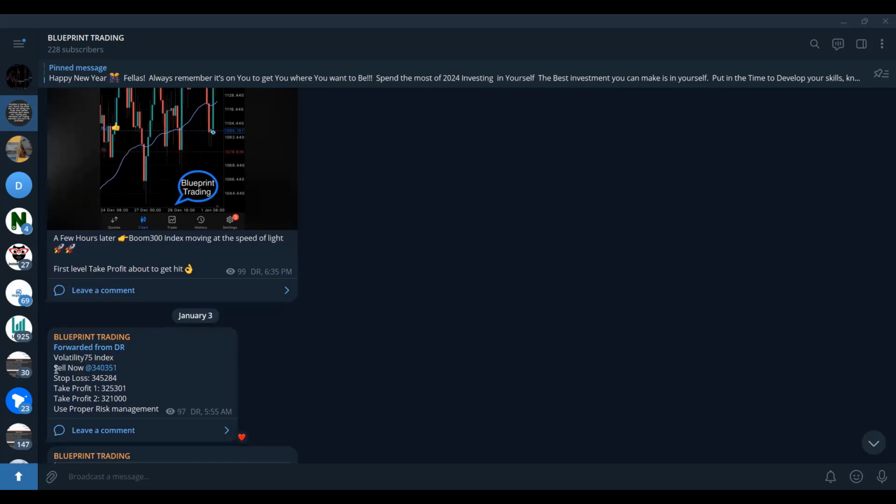You would say the stop loss. So this is the sell, and this is the entry price. We'll say entry price 34,351. That's the entry price. The pips formula is entry price minus the stop loss. So we say 34,351, that's the entry price, minus the stop loss 345,284. And that would give us 4,933.